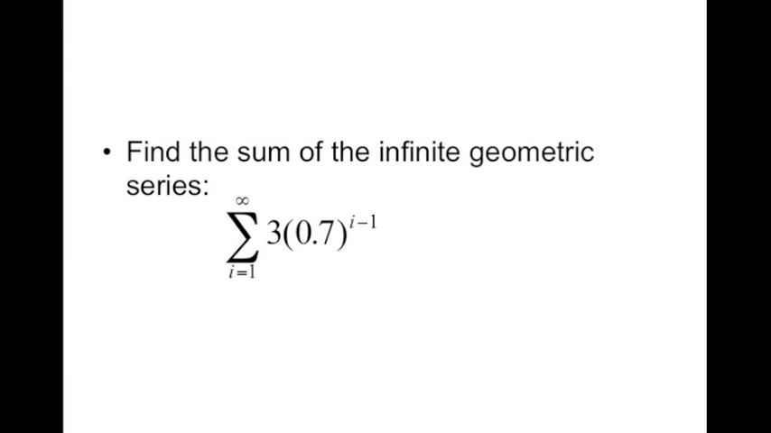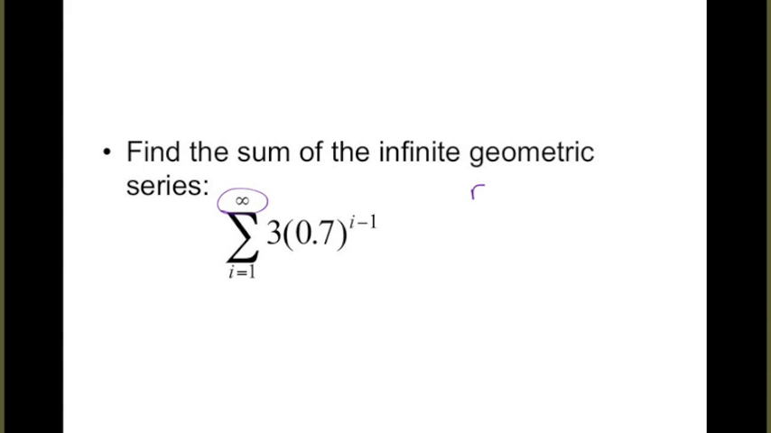Here, find the sum of this infinite geometric series. We're in sigma notation, and we can see at the top that we're going from 1 up until infinity. The first thing we need to do is think about what the ratio of this series is, and where we locate that. The 0.7 is our ratio.